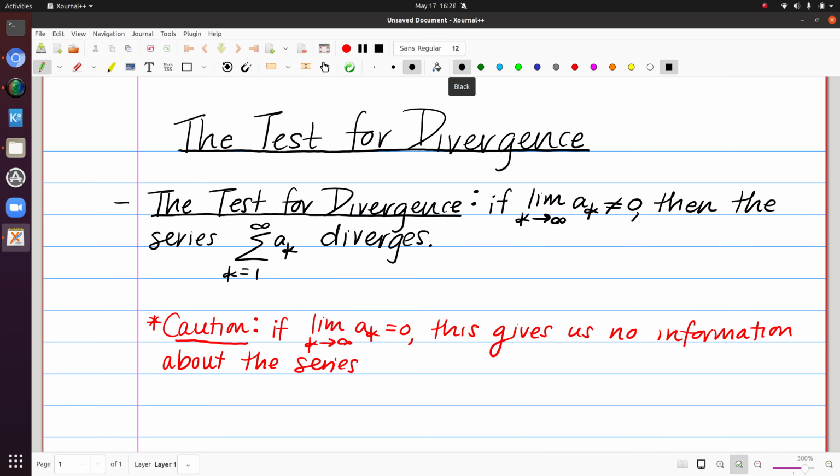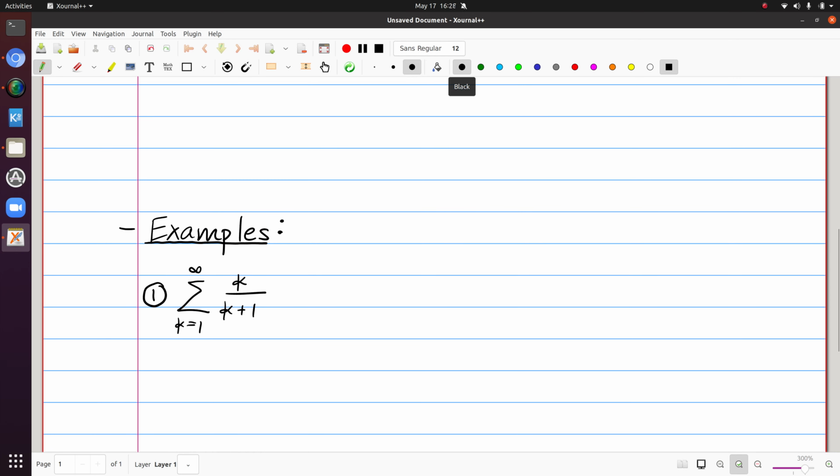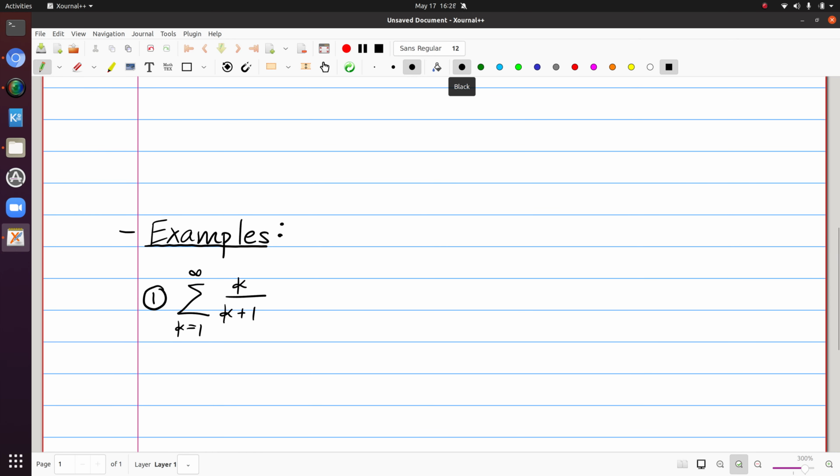So let's see it in use. The other thing we'll appreciate is it is very simple to apply. For this series, notice my a sub k's are of the form k over k plus 1. I can take the limit as k approaches infinity of the terms of this series, and that limit is 1. The limit is 1, which is not 0. So that is enough work for me to say that the series diverges.